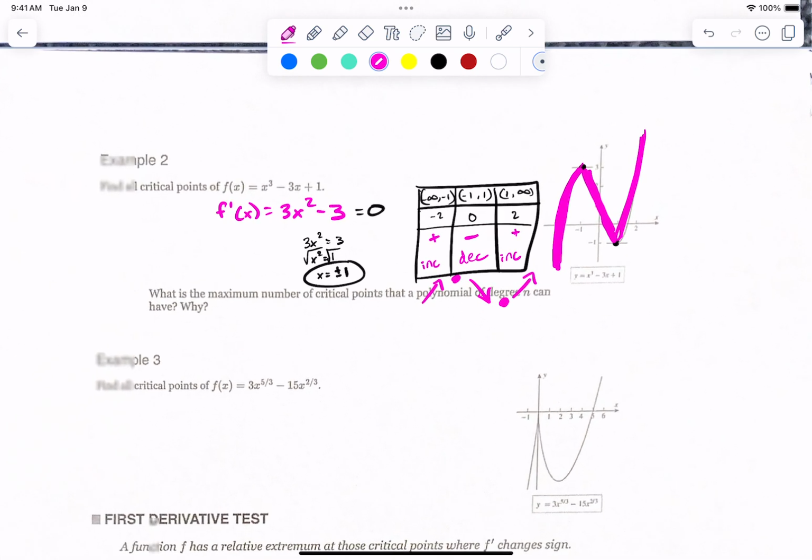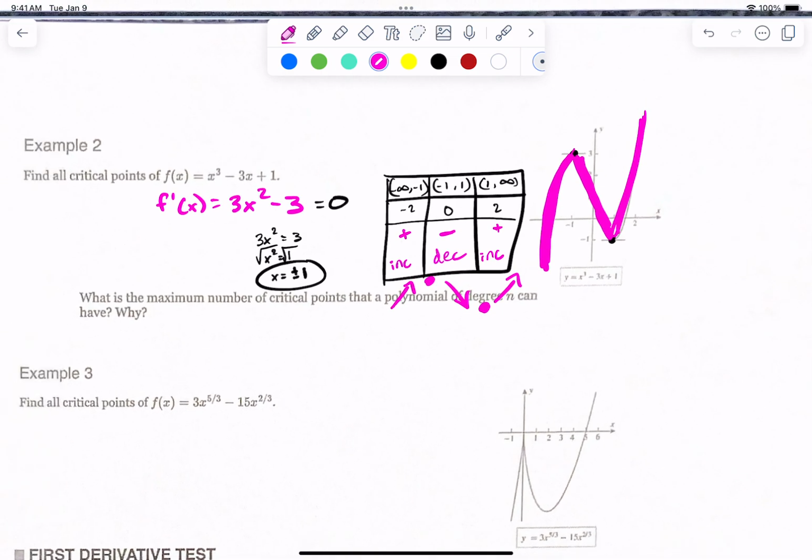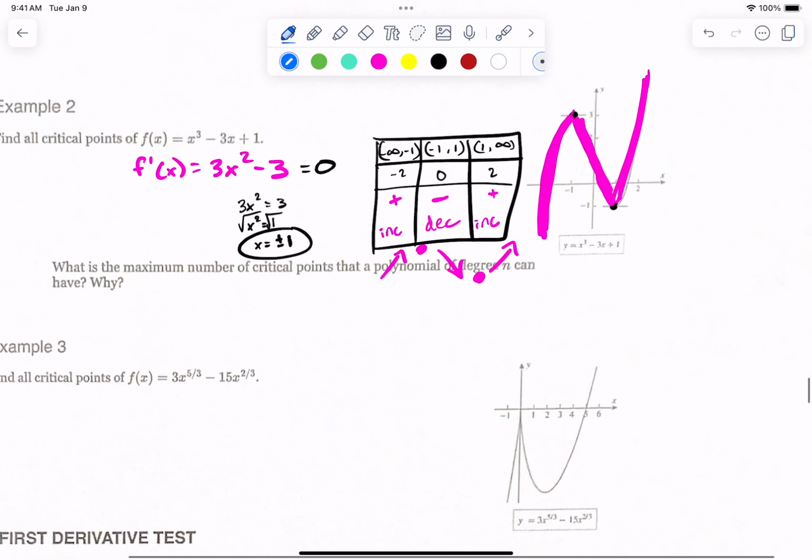Wait, so we're doing the exact same thing, but we're just finding maxes and mins rather than just finding if it's increasing or decreasing? Correct. So we're just going half a step further. Got it.